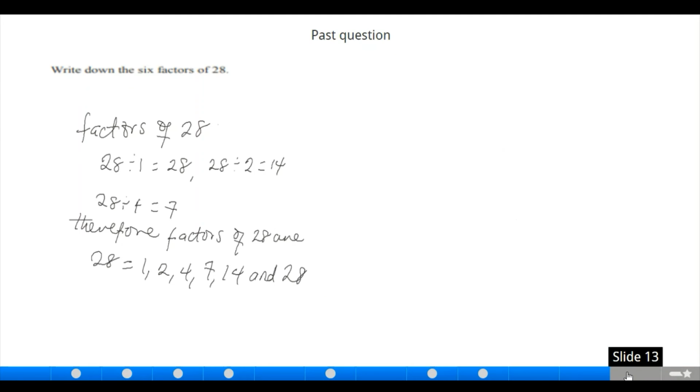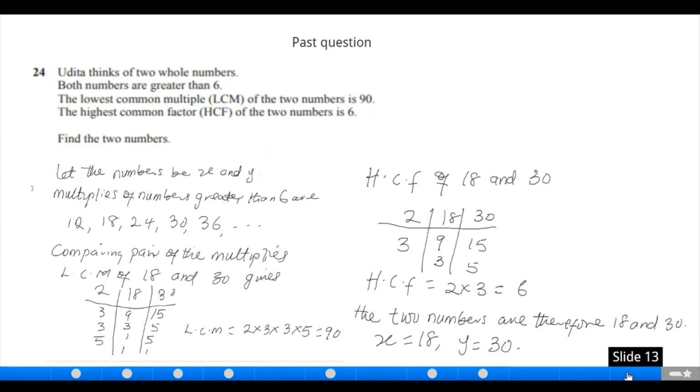Okay, this leads us to the next slide. Let's look at what we have here. This is a past question. We are to determine 2 whole numbers. Both numbers are greater than 6. The lowest common multiple of the 2 numbers is 90, and the highest common factor of the 2 numbers is 6. So we have to look for the 2 numbers.